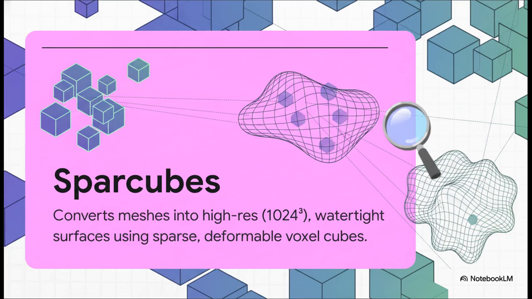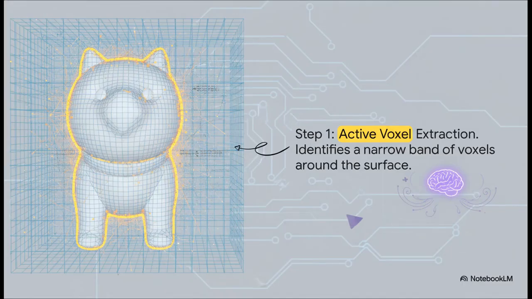The little cubes can actually move and stretch to perfectly hug the real surface. It's literally like sculpting. And what you get at the end is this beautiful, high-res, watertight model that's ready to go. So how does it work? Well, it starts by being smart.